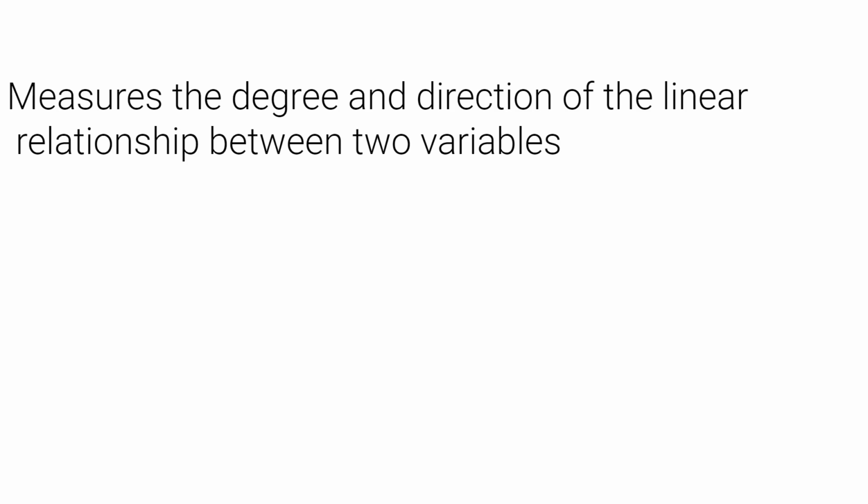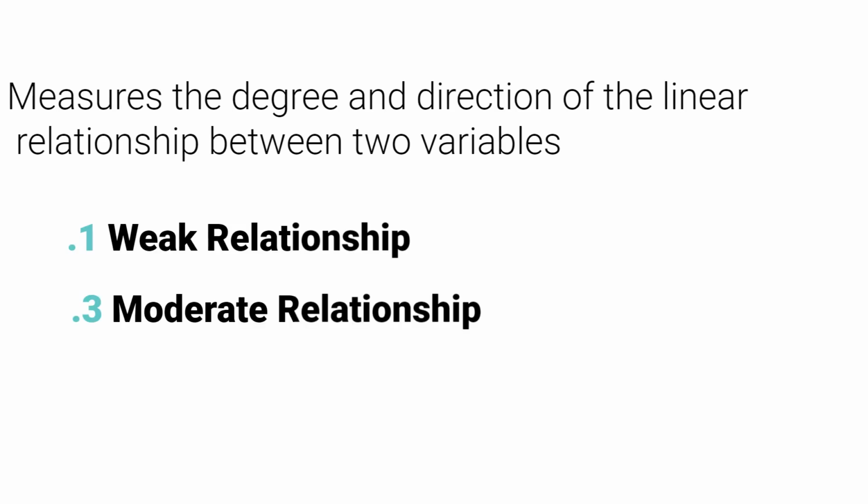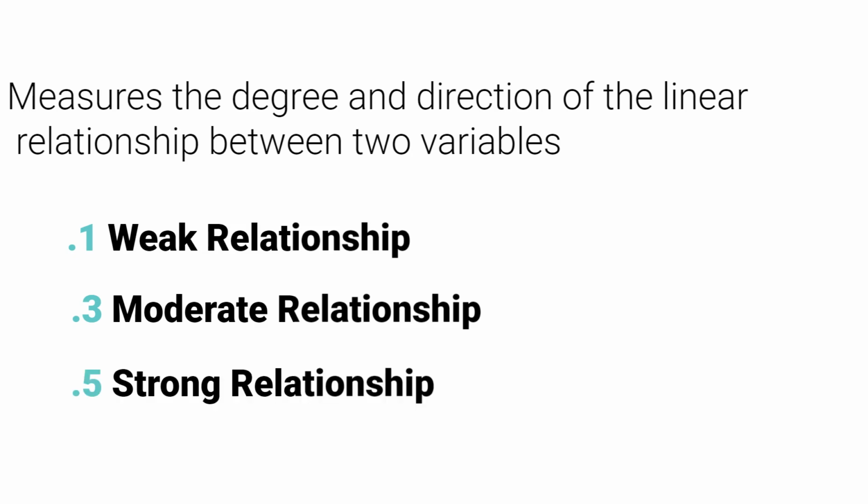A correlation measures the degree and direction of the linear relationship between two variables. What this means is that the strength of the relationship between two variables is represented by the value of the correlation. You may recall that Cohen's guidelines indicate a value around 0.1 for a weak relationship, a value around 0.3 for a moderate relationship, and a value of 0.5 or higher for a strong relationship.